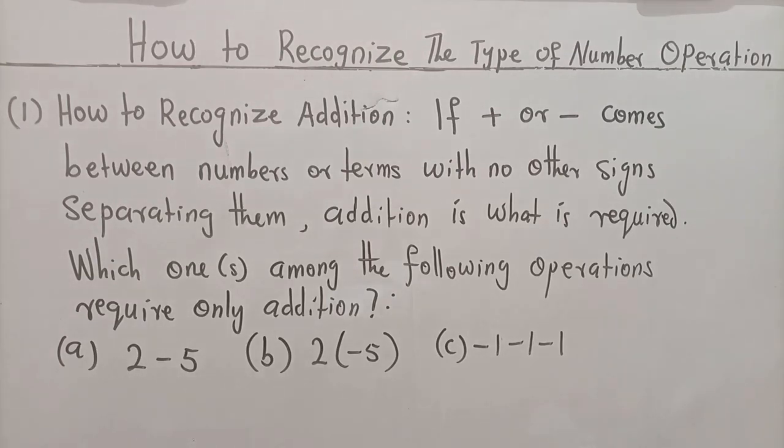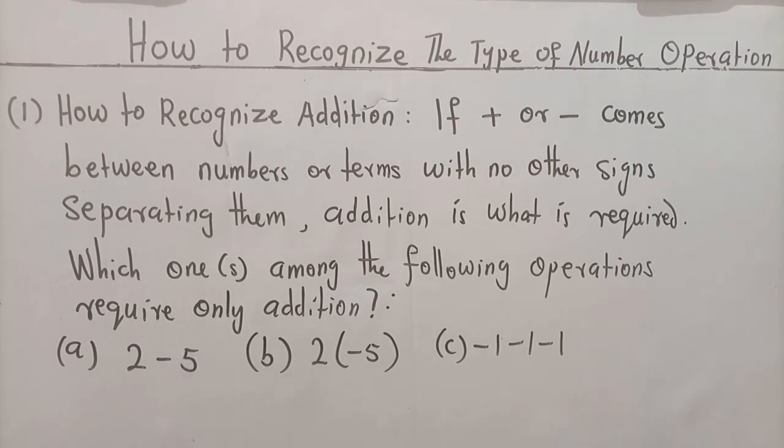Something should come between them, with nothing separating them, before we can carry out addition with them. Please, what is that? It is either plus or minus that comes between numbers before we conclude that what is required is addition. This is a number and this is a number, and between them is just this minus. Nothing separates these 2 from this minus, and nothing separates this 5 from this minus.